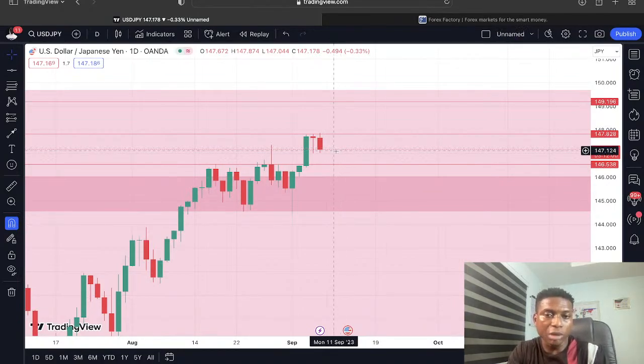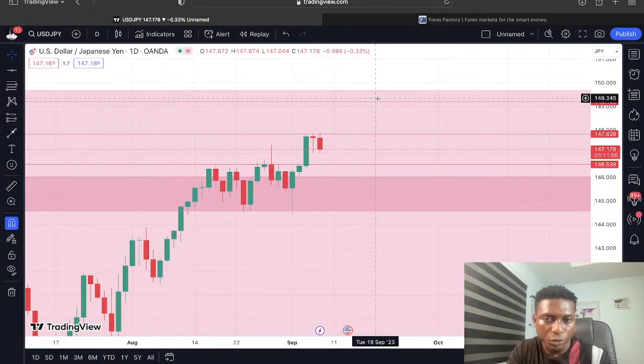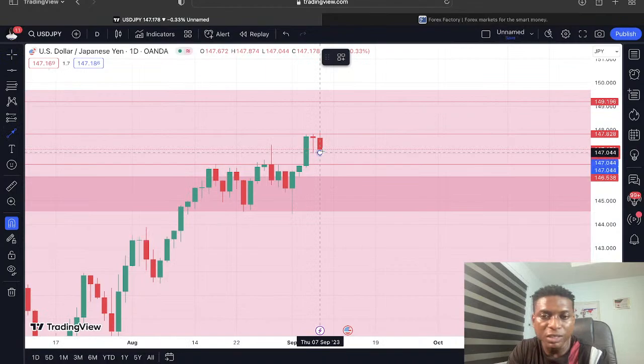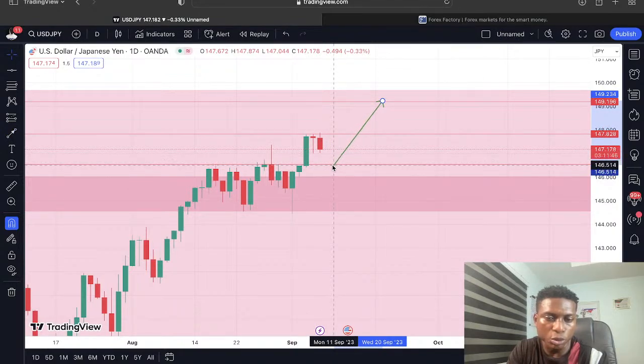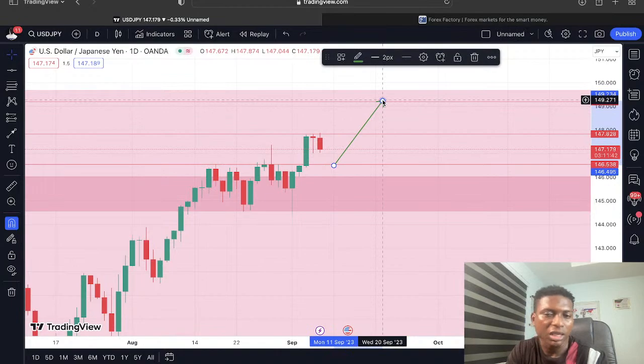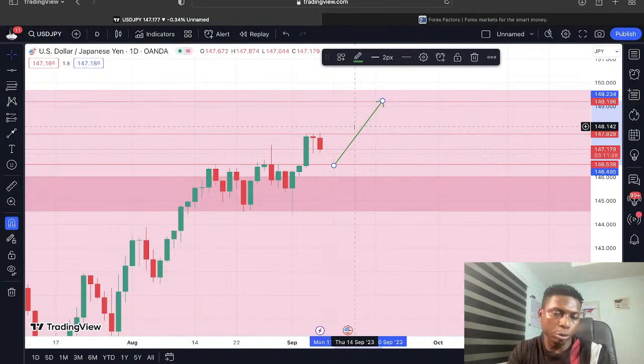So I'm expecting price to move either from here to this level, or it will come down here and then move up to this level. Either way, I am bullish on this.